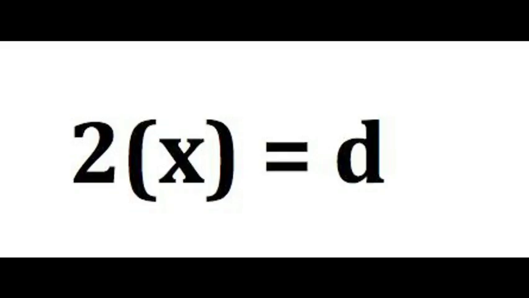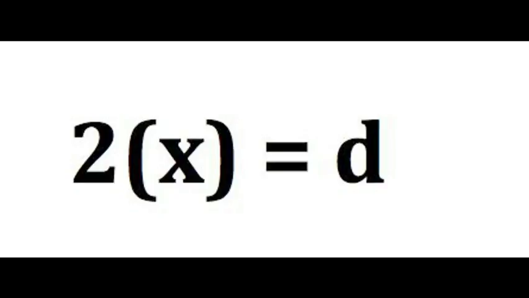Number 4. Come up with a linear equation to determine your distance per day. Now this equation reads 2x equals d. The d stands for the distance in feet, and x stands for the number of steps. Since I walk 2 feet per step, that would be 2 times the number of steps, which would equal the distance.